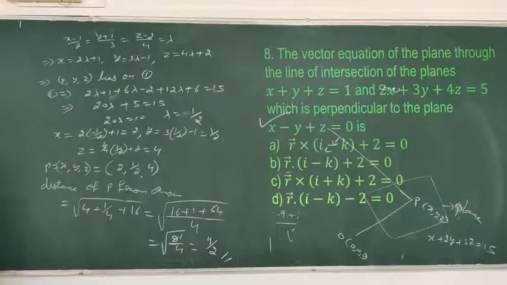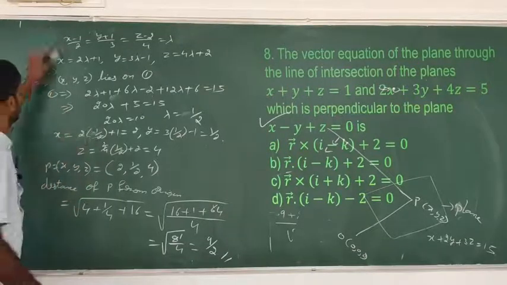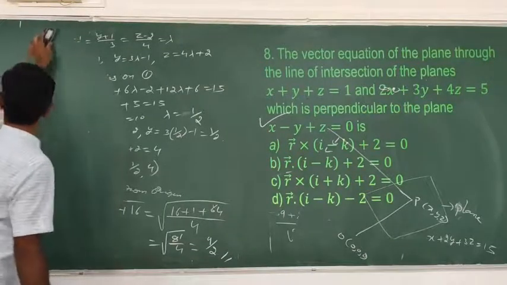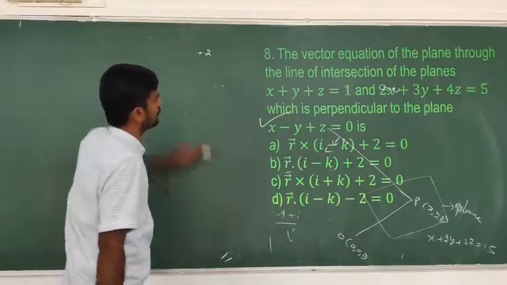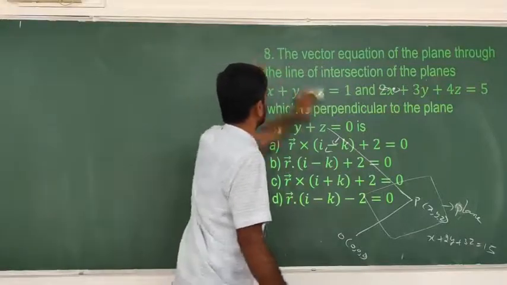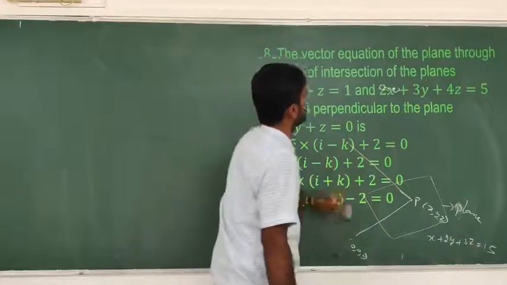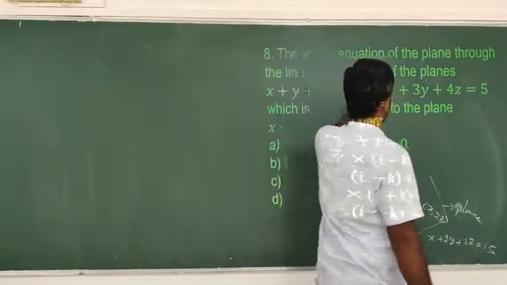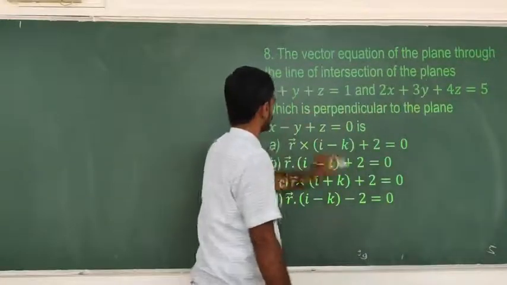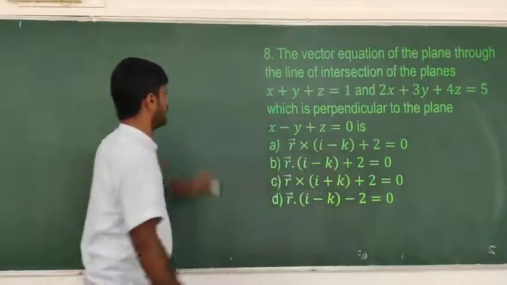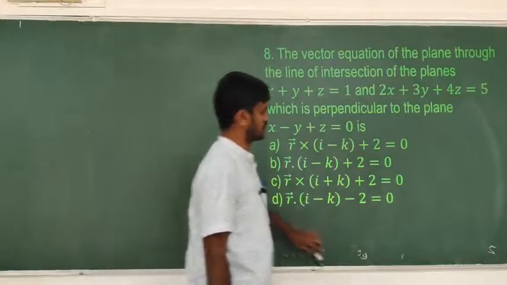Okay. Next, problem number 8. We already skipped this, look at problem number 8. So that is the vector equation of a plane through the line of intersection of the planes x plus y plus z is equal to 1 and 2x plus 3y plus 4z is equal to 5, which is perpendicular to the plane x minus y plus z is equal to 0. They are asking which one.